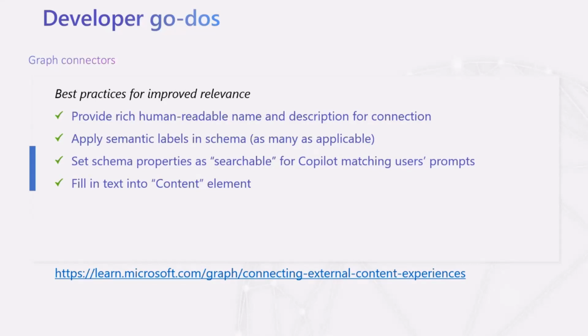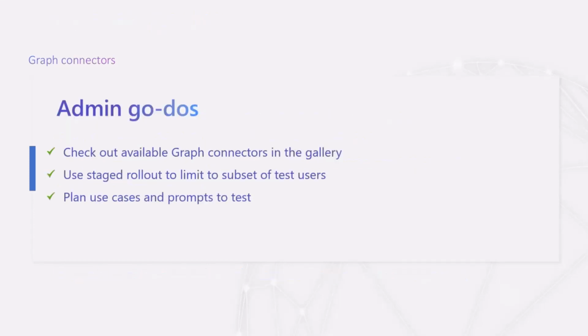Go out there, apply semantic labels to your schema. Make sure things are searchable so it can be affected in the prompts, and fill in the text in the content element. This is where, as I said before, if you have disparate systems that you want to boil down into an aggregated amount, put it inside there. We have a link for that as well.